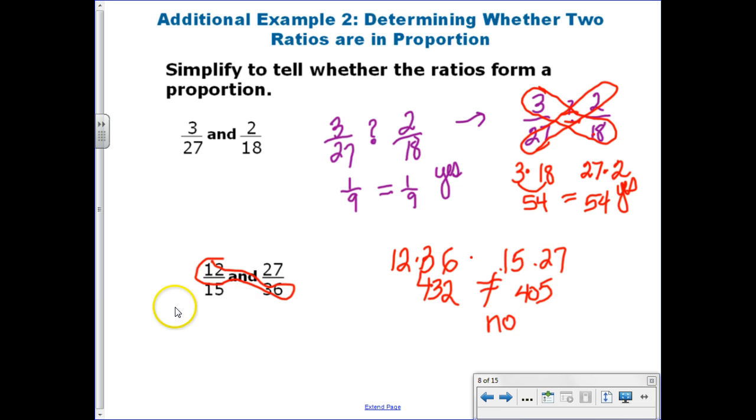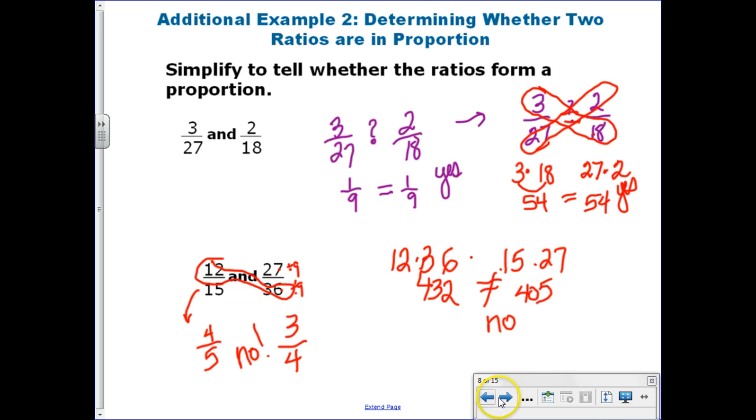Okay? Or I could take 12/15 as a fraction, knowing that each of these has a factor of 3 in them, and get it in simplest form. 12/15 is the same as 4/5 in simplest form. This one, 27 and 36 share a common factor of 9. And if I take that factor out of there, this is actually the fraction 3/4 in simplest form. Nope. These are not equivalent to each other and do not make a proportion.